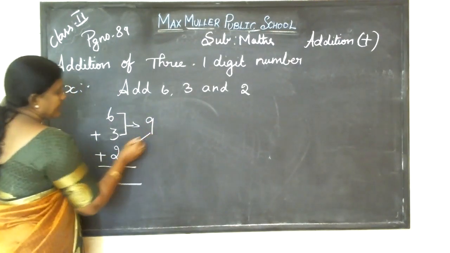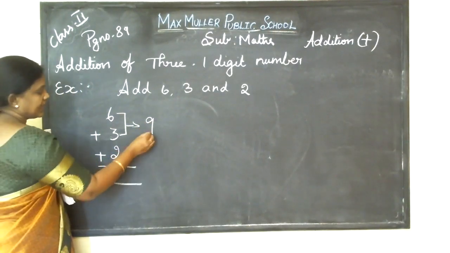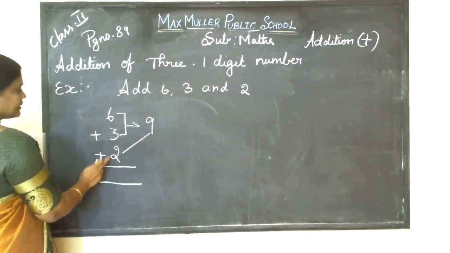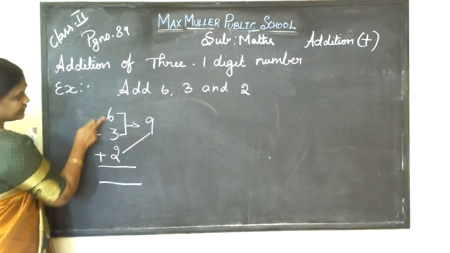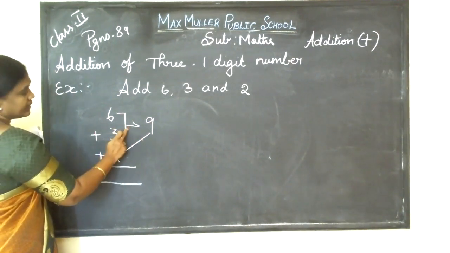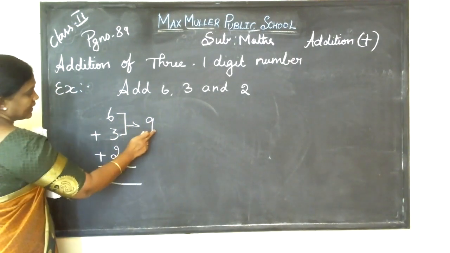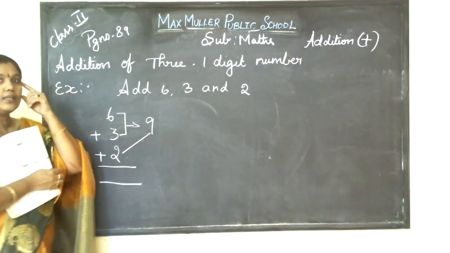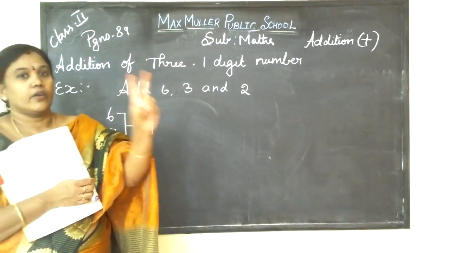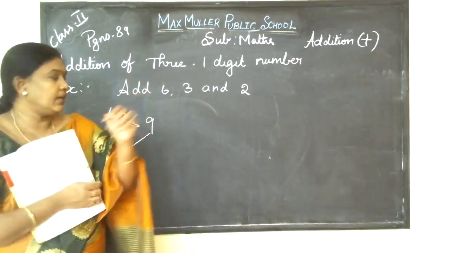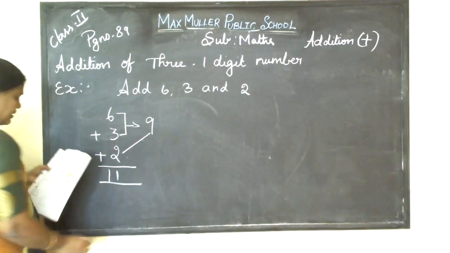Now this number and this 2, you add. 9 plus 2. Add the third number. After that we will get 9. 9 plus 2, this third number you add. 9 in the mind, 2 on my finger. After 9: 10, 11. 11 is the sum, children.